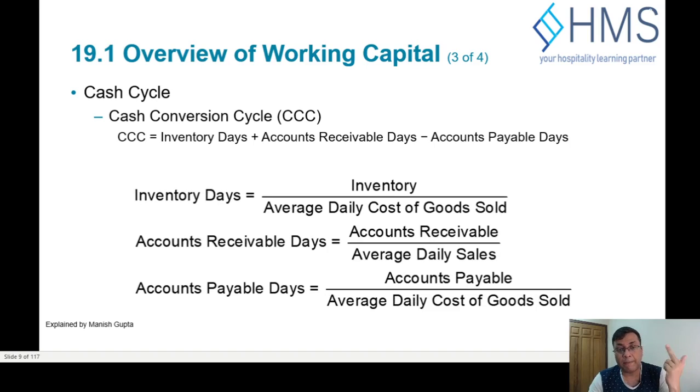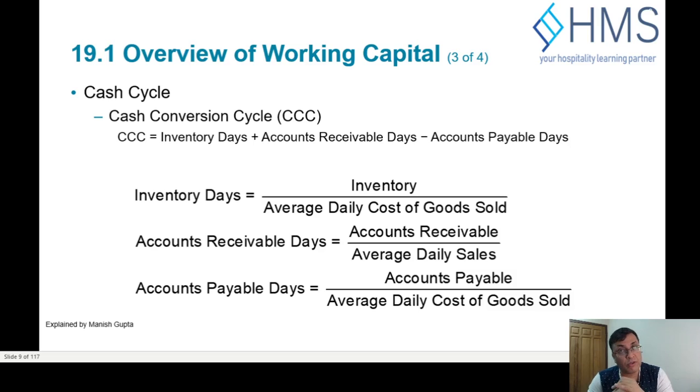That is how we calculate it. Inventory days is calculated by inventory divided by average daily cost of goods sold. Average receivable days is calculated by accounts receivable divided by average daily sales. Payable days is calculated by accounts payable divided by average daily cost of goods sold.